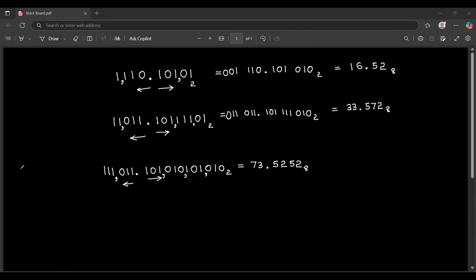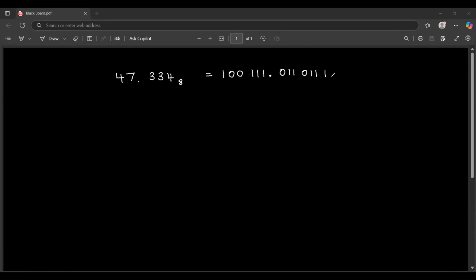Okay, so what if we have octal numbers, floating point numbers of the octal number system? Well, I'll write down an example: 47.334 to the base 8. Well, you do the same thing. There is nothing new here. So 4 is represented by 100, 7 is represented by 111 point, 3 is represented by 011, 3 is represented by 011, and 4 is represented by 100.